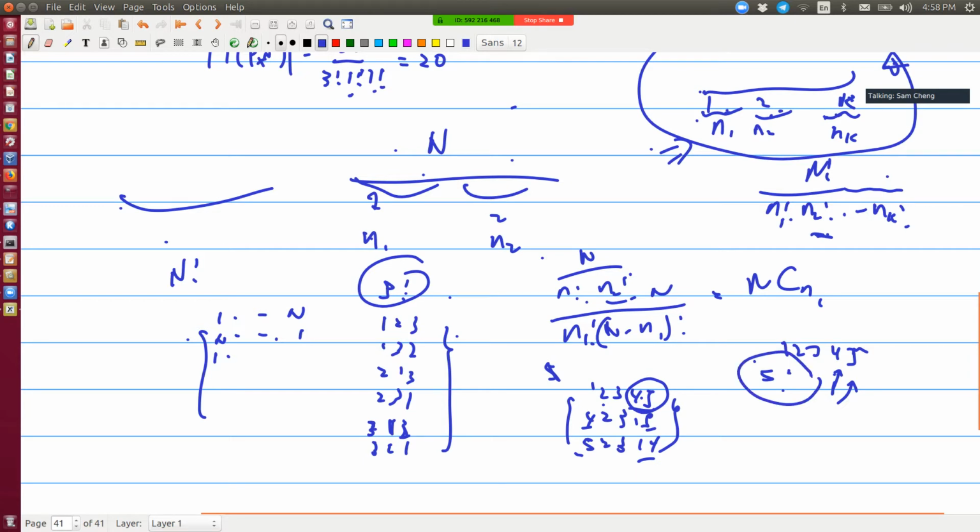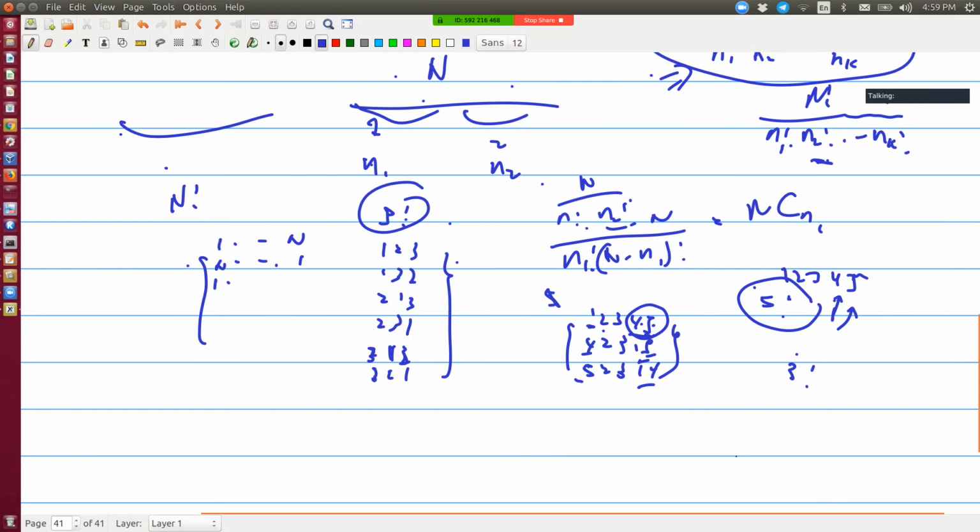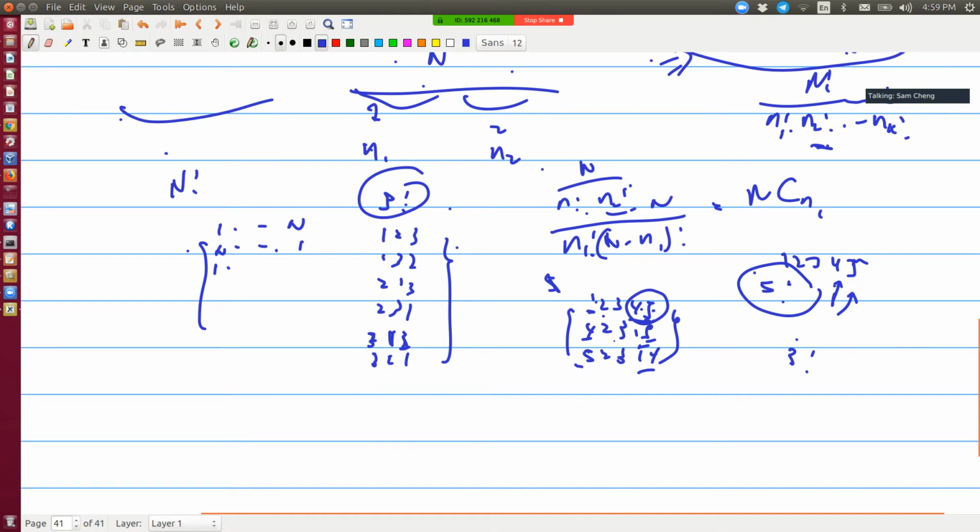How much do I double count? Basically, I will double count by 3 factorial, because the number of permutations, different orders of 1, 4, 5 here, will be 3 factorial, right? So 3 factorial becomes 6. Because I can have 1, 4, 5 here, I can have 4, 1, 5 here, I can have 4, 5, 1 here. This will be 6 of them. So to address that, I can just divide by 3 factorial, right?